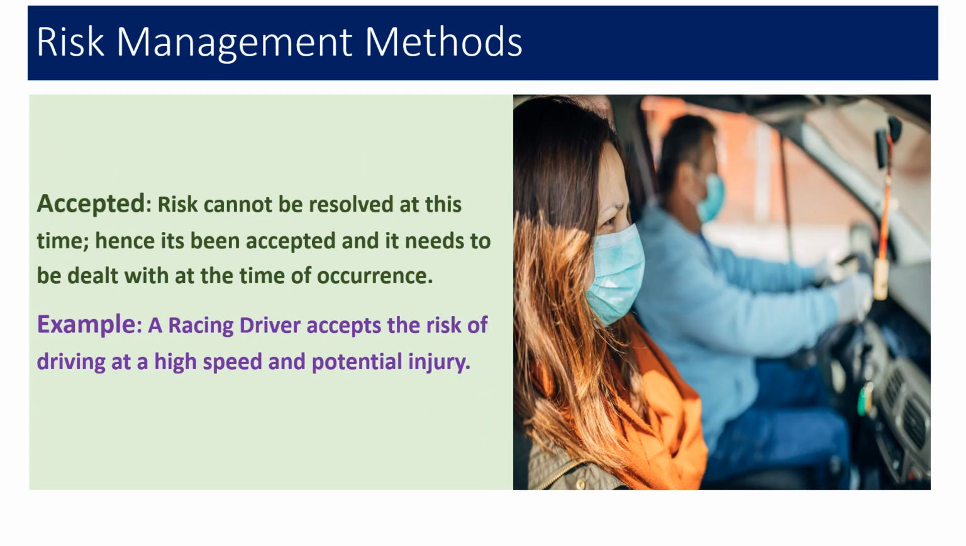The third thing is accepted. There could be some risks where we cannot apply any mitigation to reduce the impact of the risk or to solve them at the very first step. For all such risks, what we try to do is we accept them. So a risk which cannot be resolved at this particular time is accepted, and it needs to be dealt with at the time of occurrence. One such example could be Formula One or racing drivers. They accept the risk of driving at a very high speed and the potential injury that could occur.